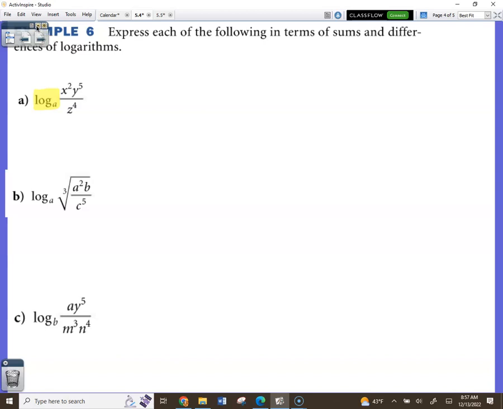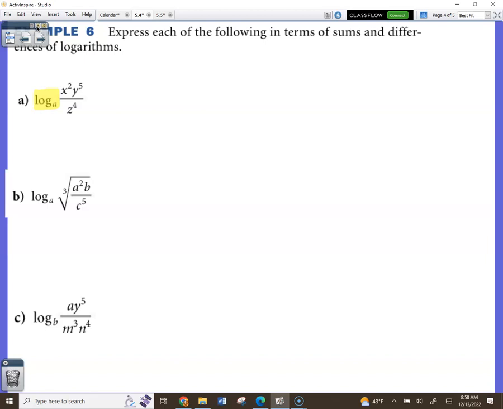Notice the directions say express each of the following in terms of sums and differences, which means get it out in expanded form. There should be nothing being multiplied, like of times of, nothing multiplied. There should be no fractions. If there's a power, it should be pulled to the front, okay? So look at this. We've got of x squared y to the fifth all over z to the fourth. The first thing you need to break up is the fraction. All right, so what is being subtracted here? And it's exactly what you see. Like, tell me what's being subtracted.